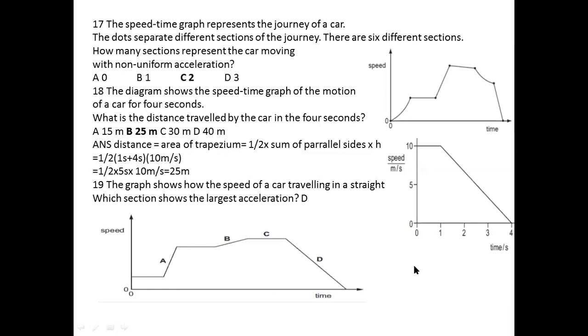So over here, what are the parallel sides? One side is this and the other is this. The length of one parallel side is 1 second, and the length of the other parallel side is 4 seconds, and the height is equal to 10 meter per second. So we have half into (1 + 4) × 10 m/s. Final answer is 25 meter.